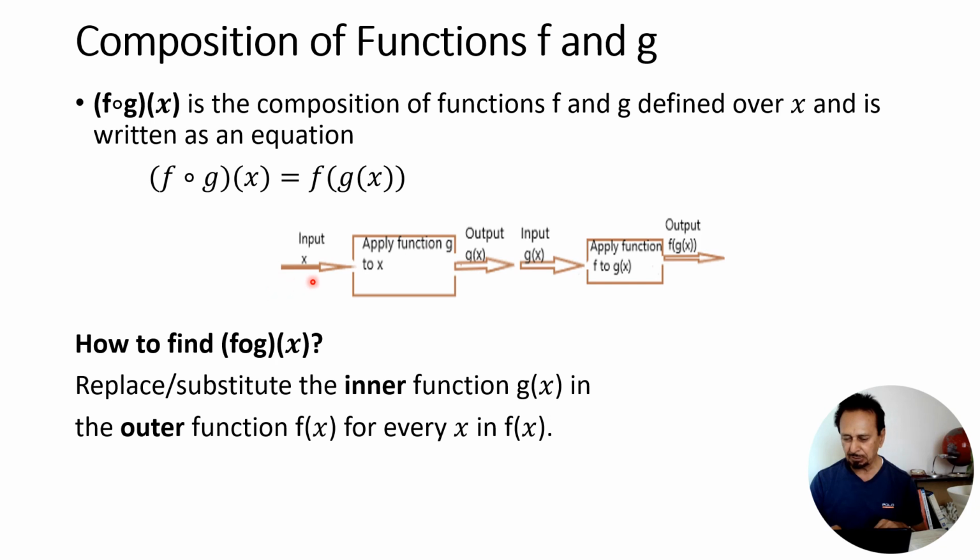x is the input going to a function g, and we apply the function g to x and get g of x as an output. Now we use this g of x as an input to another function f, and we apply that function to g of x, so we get f of g of x as an output. So how to find f of g of x? Substitute the inner function g of x in the outer function f of x for every x in f of x.